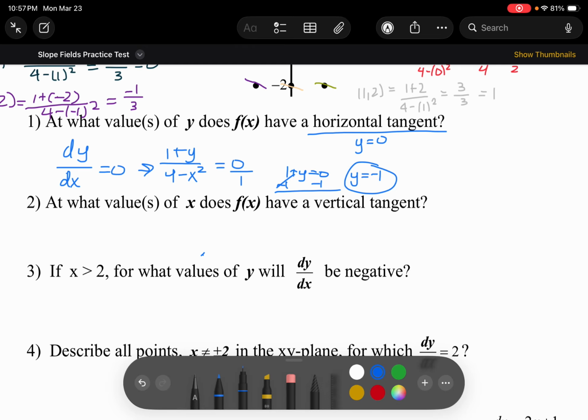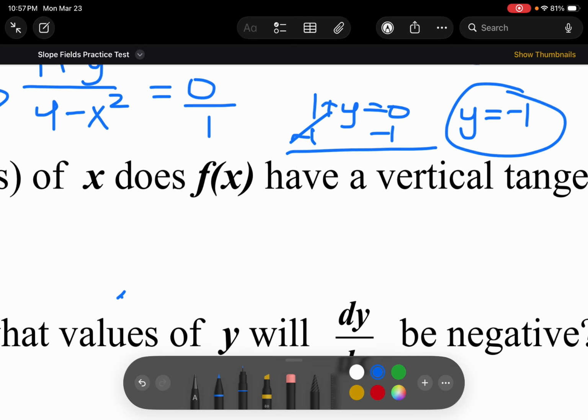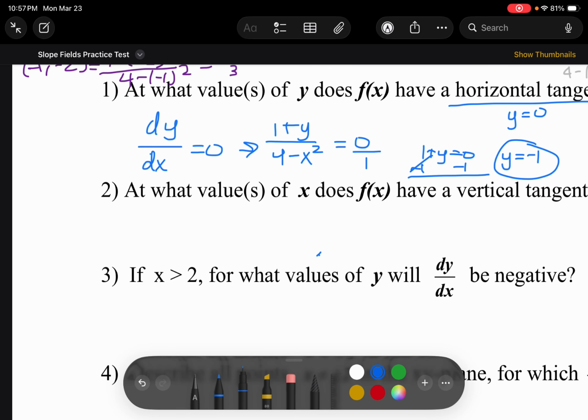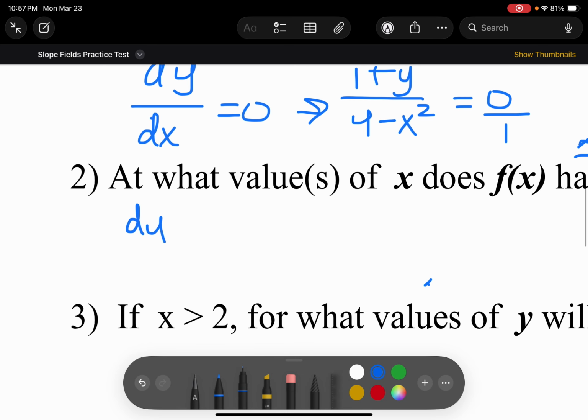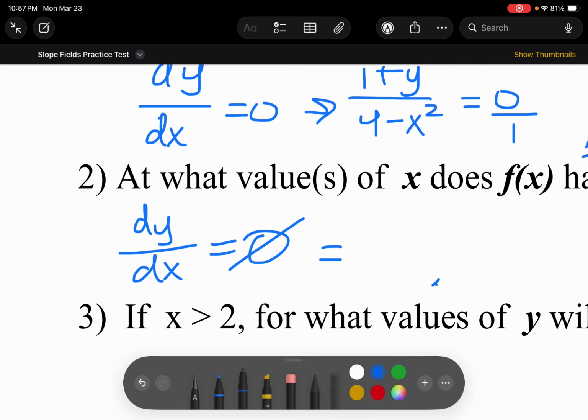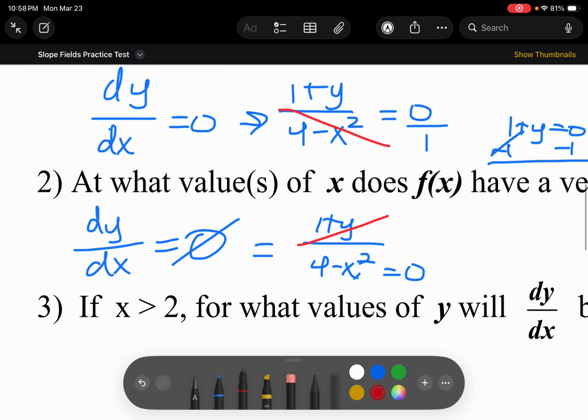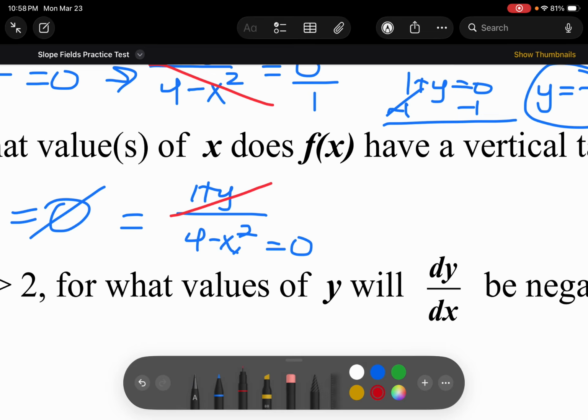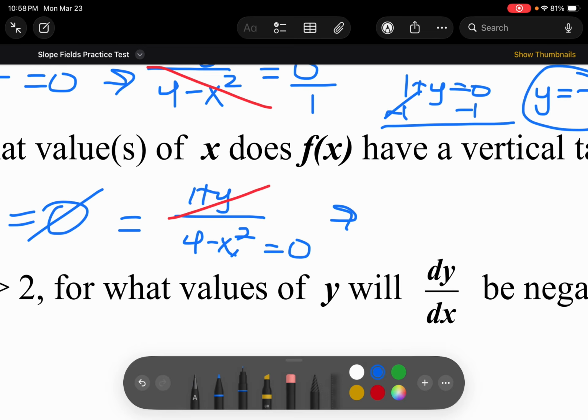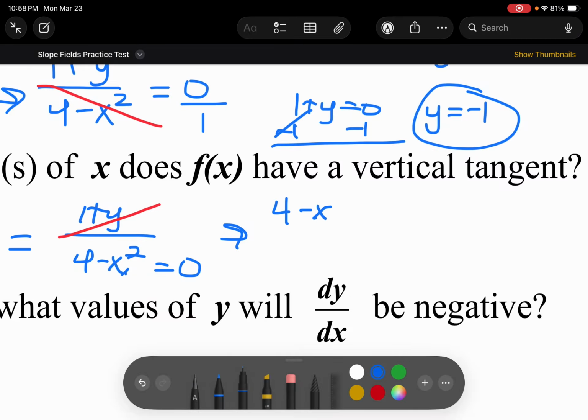What values of x does f of x have a vertical tangent? So you have a vertical tangent when your slope is undefined. So dy dx equals undefined, and that happens when your denominator is equal to 0, not your numerator. So ignore the numerator for this question. For number 1, you get to ignore the denominator. So yeah, we're going to do 4 minus x squared equals 0. So let's put an arrow there and show the work.